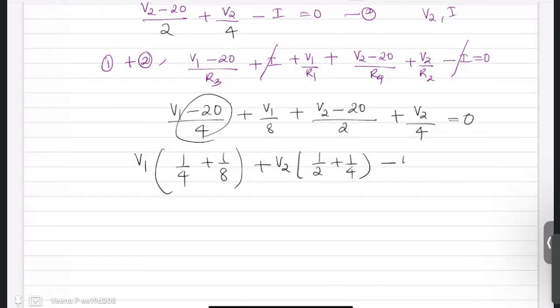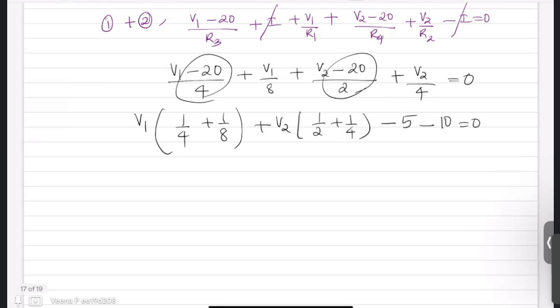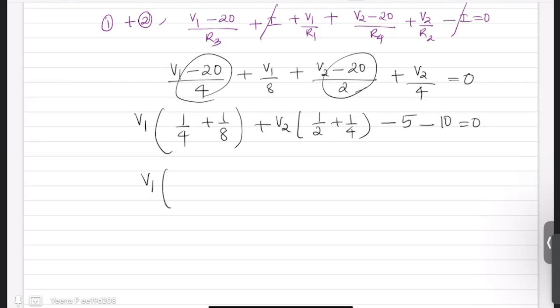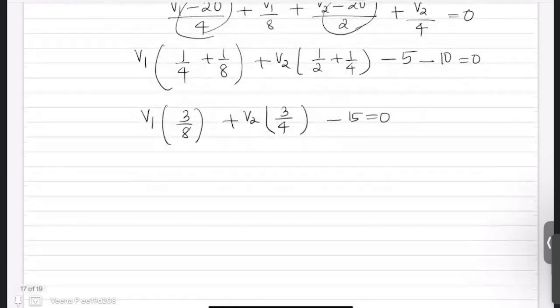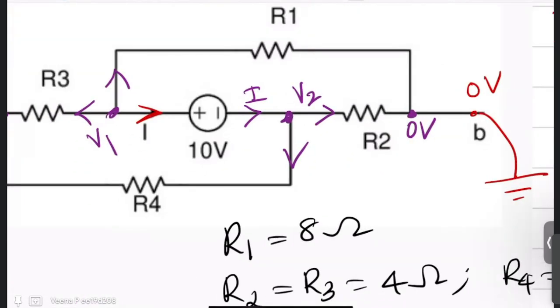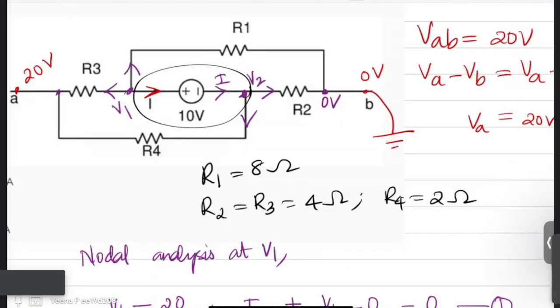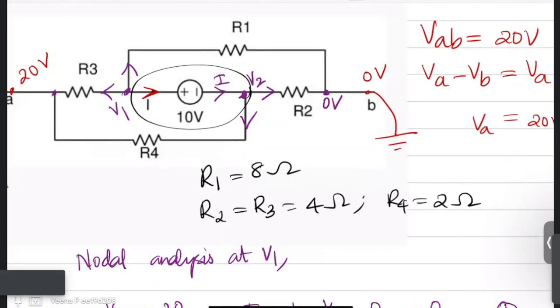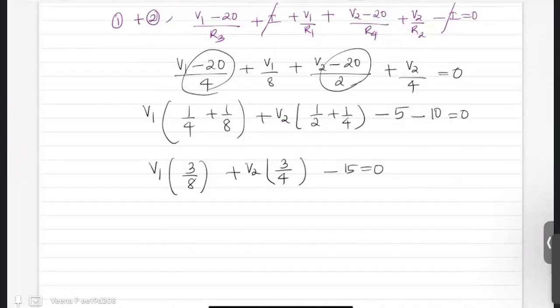There is a minus 20 by 4, which is minus 5, and minus 20 by 2, which is minus 10, equal to 0. Or V1 times 3 by 8 plus V2 times 3 by 4 minus 15 is equal to 0. So this is your equation on V1 and V2. But you have another equation, which is this supernode equation. You have a 10 volt source between V1 and V2, where V1 is greater because the positive sign of the 10 volts is on the V1 side. So V1 minus V2 is equal to 10. This is your equation 3 and this is your equation 4.